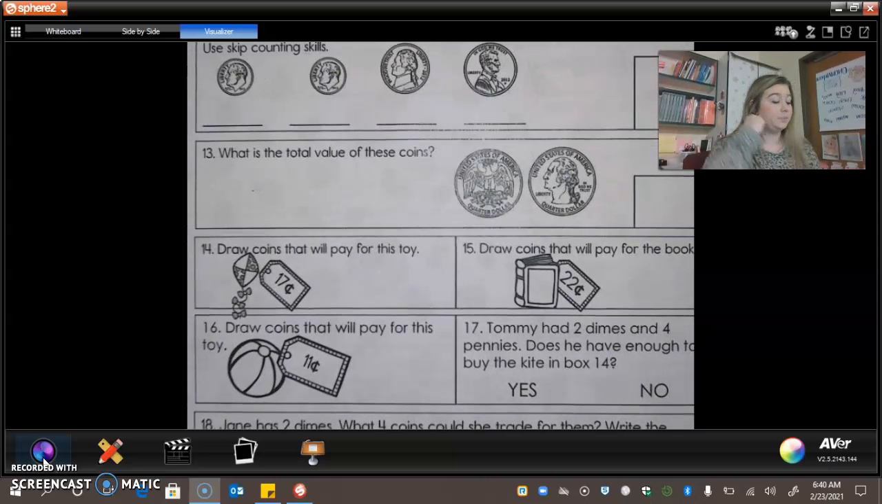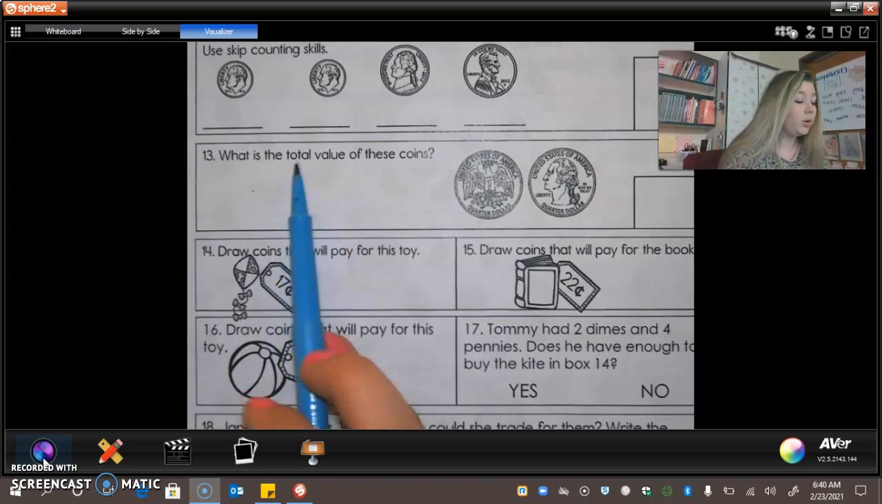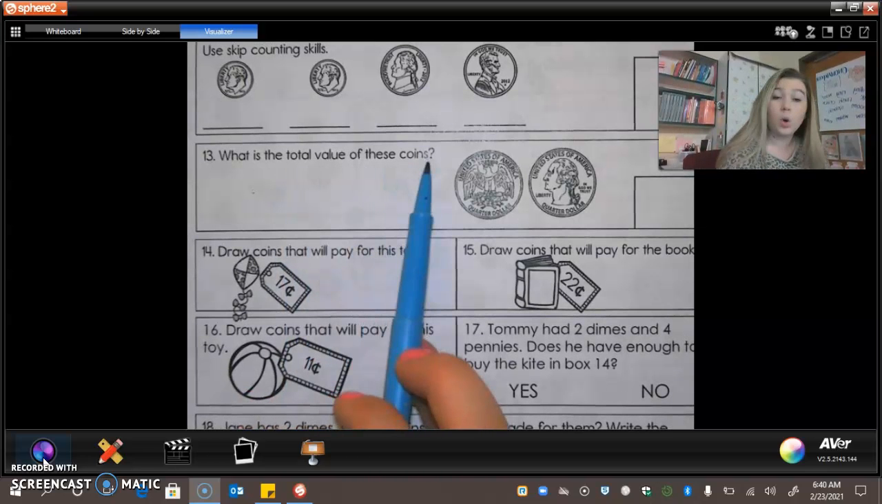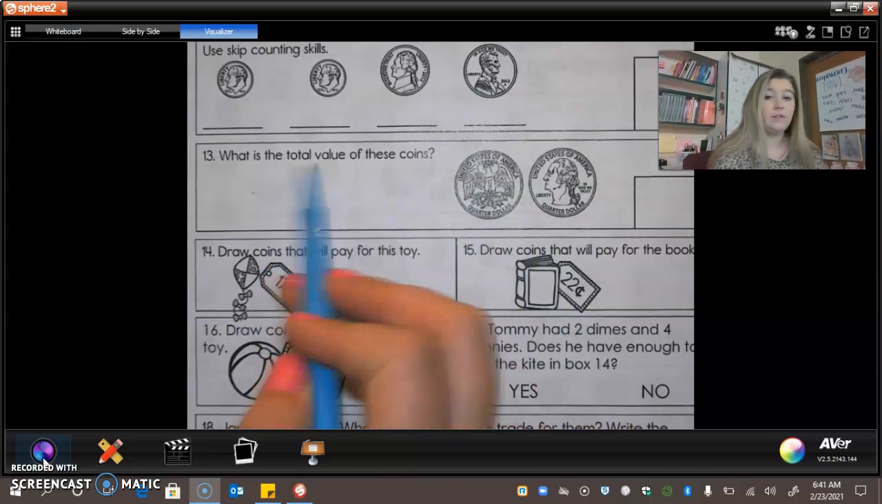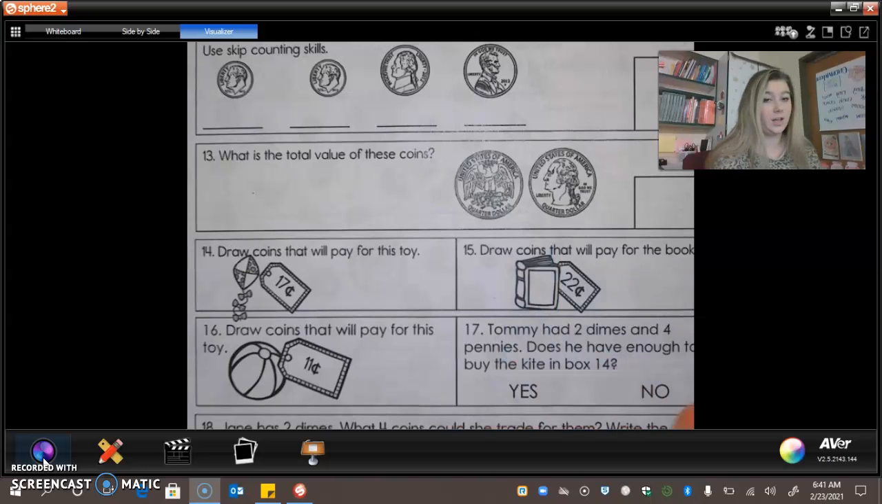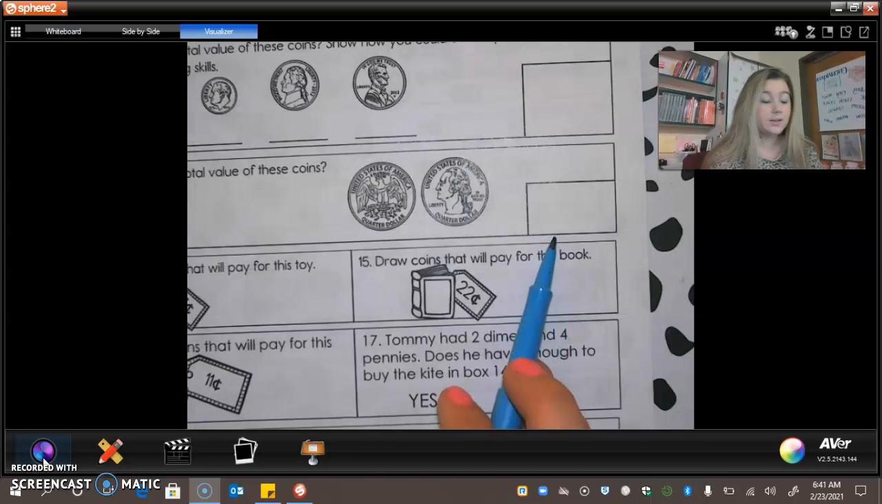Number 13. What is the total value of these coins, both coins together? What is the total value of these coins together? Write that in the box.